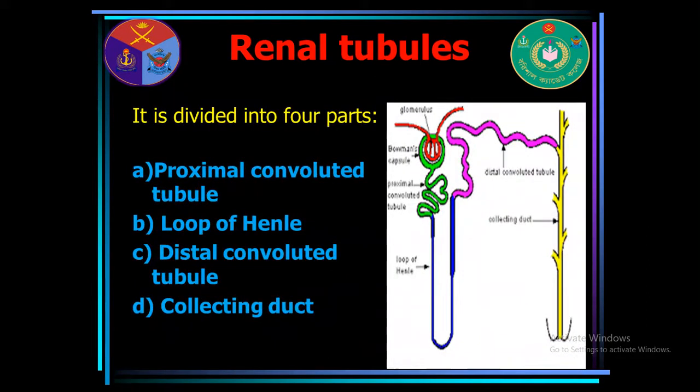Now it is divided into four parts: proximal convoluted tubule. So this is proximal convoluted tubule, which is attached with Bowman's capsule, and which is U-shaped, that is called loop of Henle, according to scientist Frederick Henle. And then this is distal convoluted tubule. So this pink color is called distal convoluted tubule, and the yellow color duct, that is called collecting duct.